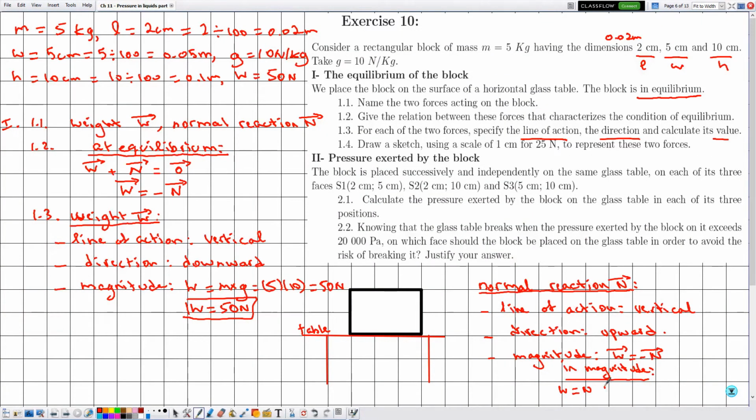N, but we know that the magnitude of W is given by 50 newtons. Then the magnitude of the normal reaction in this case is given by 50 newtons as well. So here the magnitude of the normal reaction is given by 50 newtons, since the rectangular block is at equilibrium, which means that both forces acting on the rectangular block are equal in magnitude. So let me make some space here.